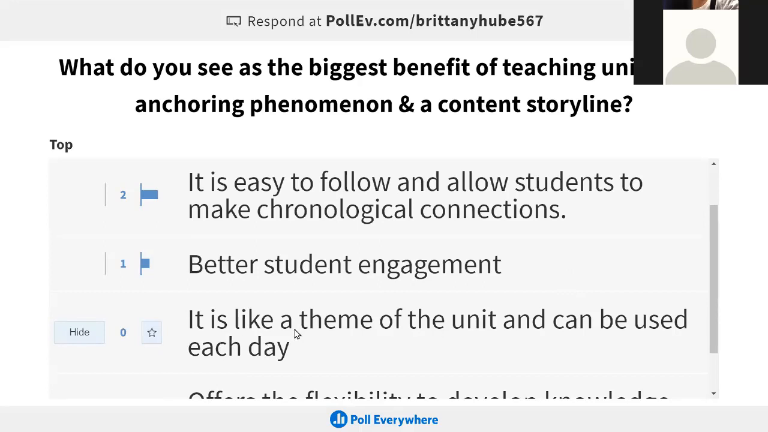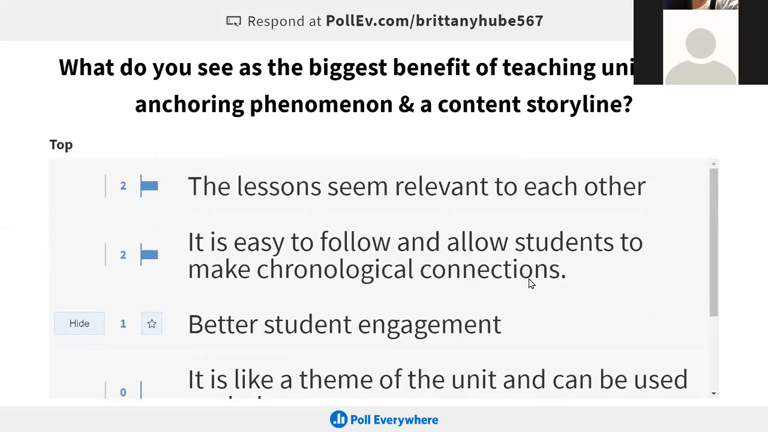So like they come in and they're like, okay, well, what's going on with the terrarium? Or, you know, we used a population of stickleback fish in our natural selection unit. And so every day they came in and they knew that they were learning about the stickleback fish, and they knew where we were at in the story. And so where we were going. And so they felt that connection. So it wasn't like each day they came in and they're like, whoa, okay, give me time to adjust to what we're learning today. I had no idea.